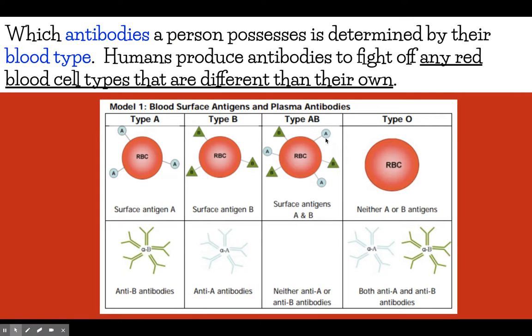If I am a type AB cell, well, both A and B antigens are normal to me, so I'm not going to make any antibodies against either. Type O individuals make both anti-A and anti-B. Again, you make antibodies against the antigens you do not have yourself.